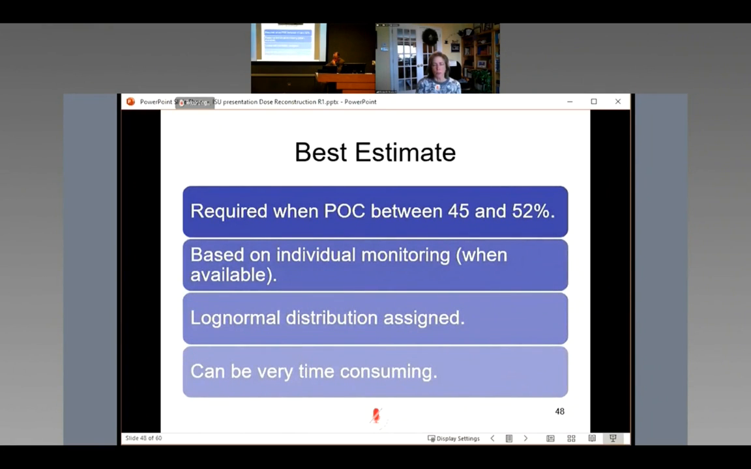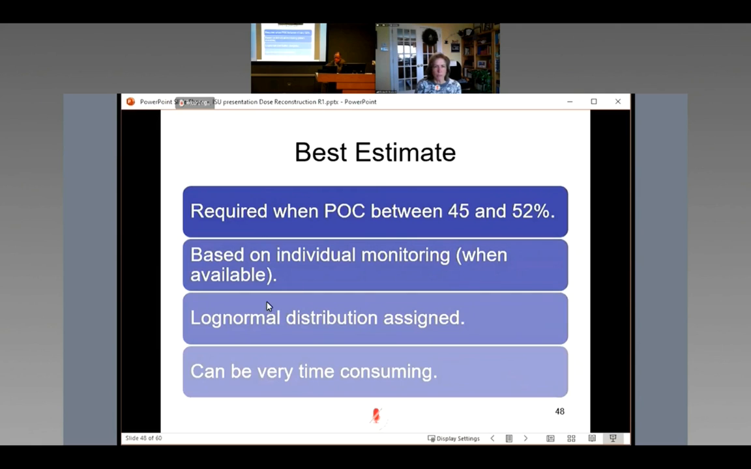So the previous slides showed less than 45% and greater than 52%. That's because a best estimate is required in between, because the probability is a distribution. It's based on a random seed, so you can run it several times and get a different probability. So it needs to be more accurate when you're very close to the 50% range. And so a best estimate is based on individual monitoring, none of these global overestimates.